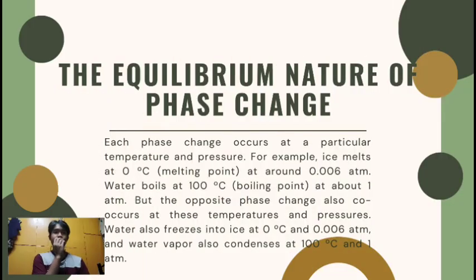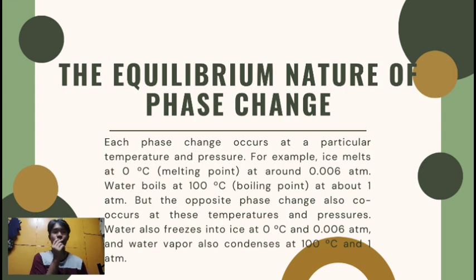Each phase change occurs at a particular temperature and pressure. For example, ice melts at 0 degrees Celsius, its melting point, at around 0.006 atm. Water boils at 100 degrees Celsius, its boiling point, at about 1 atm, but the opposite phase change also occurs at these temperatures and pressures.